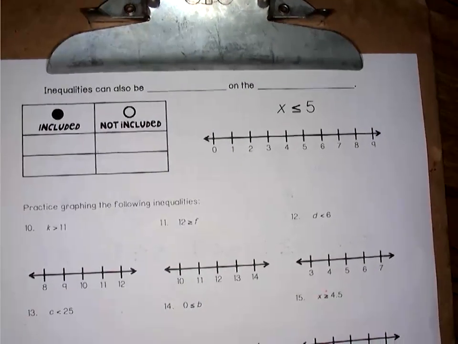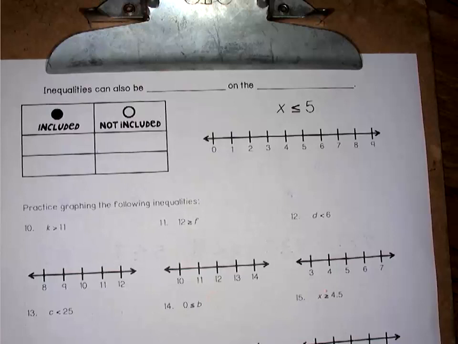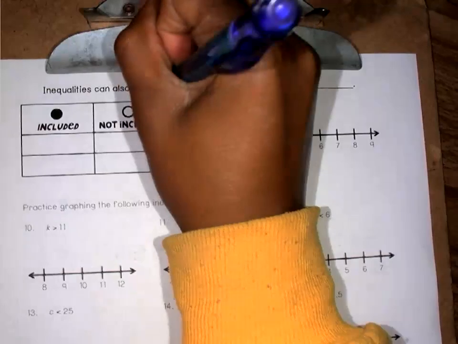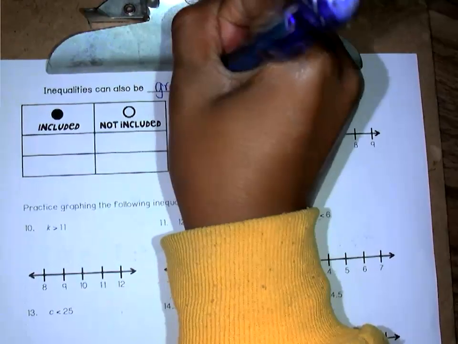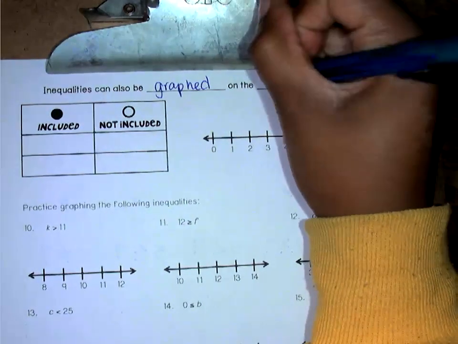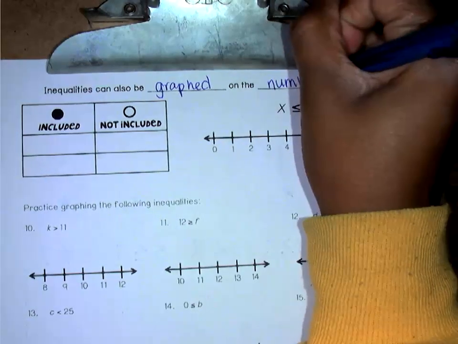All right. It says inequalities can also be graphed on the number line. Bringing back the number lines.